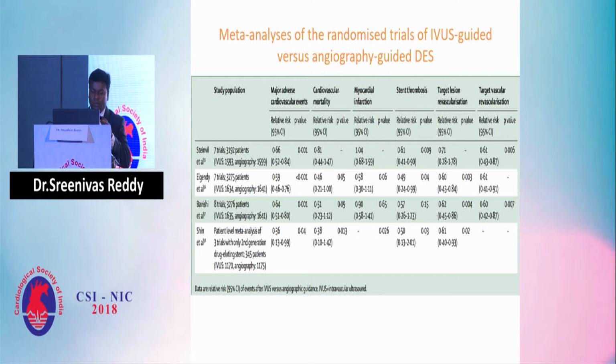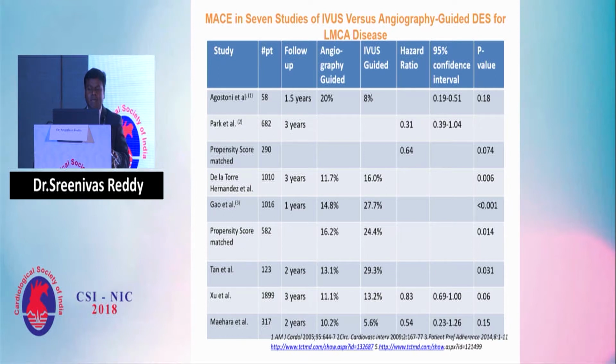Looking at the various studies, there is now enough evidence to suggest that IVUS guided PCI is more helpful as compared to angiography guided PCI. Even for left main disease, from multiple studies we have the data to suggest that, especially in left main disease, it becomes an indication to do imaging prior to intervention.